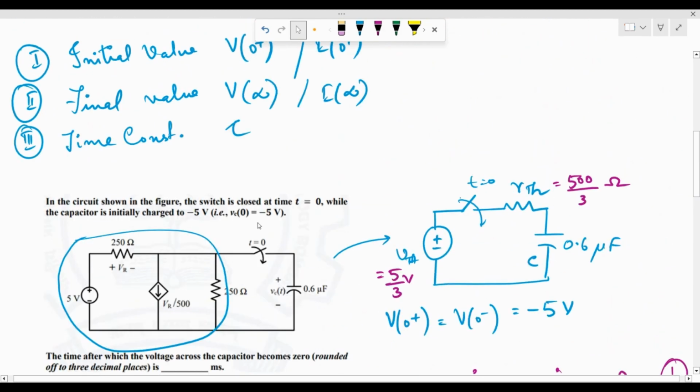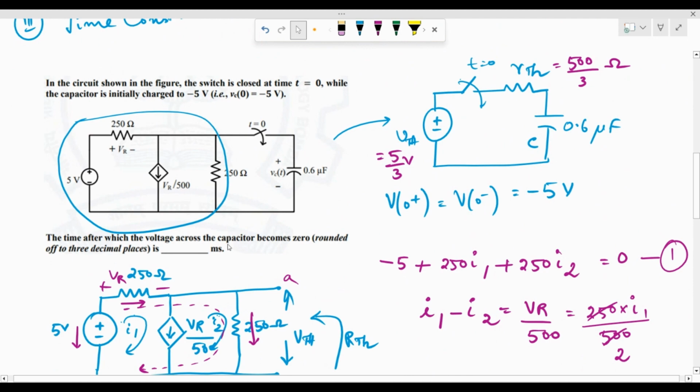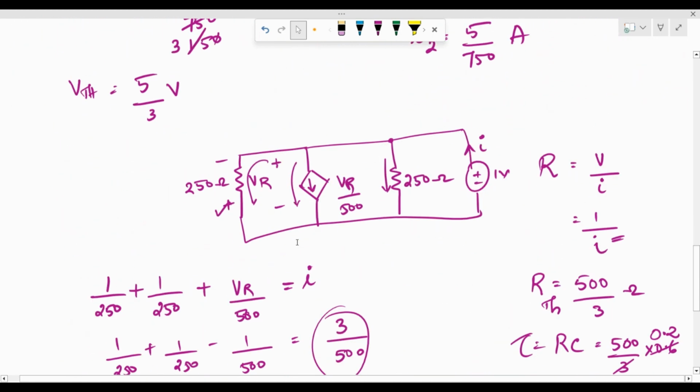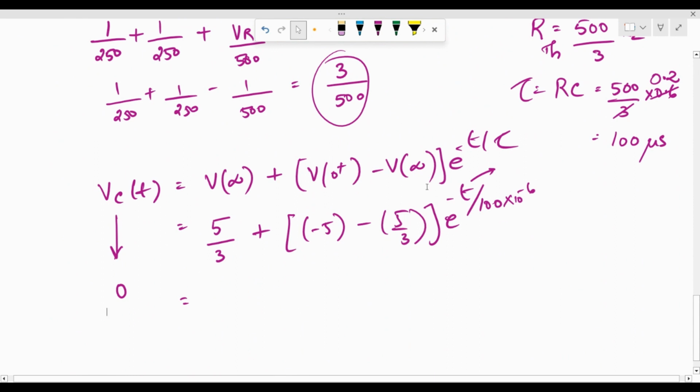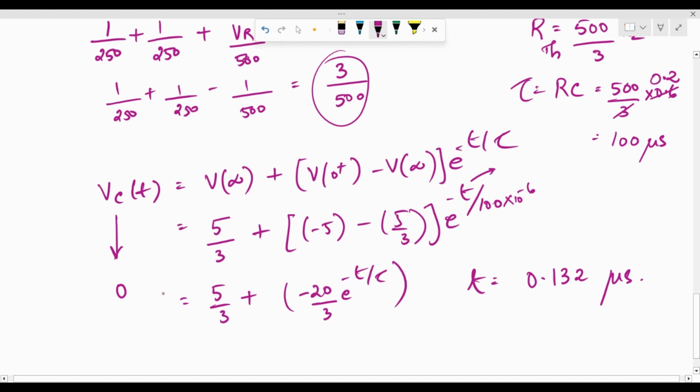So here we've been asked to find out the time after which the voltage across the capacitor becomes 0. So here we just need to substitute Vc of t as 0 and make t the subject of this equation. So what we have here is 5 by 3 plus minus 20 by 3 e power minus t by tau. So if we are able to solve this, we will be able to compute t, which would approximately be equal to 0.132 microseconds.